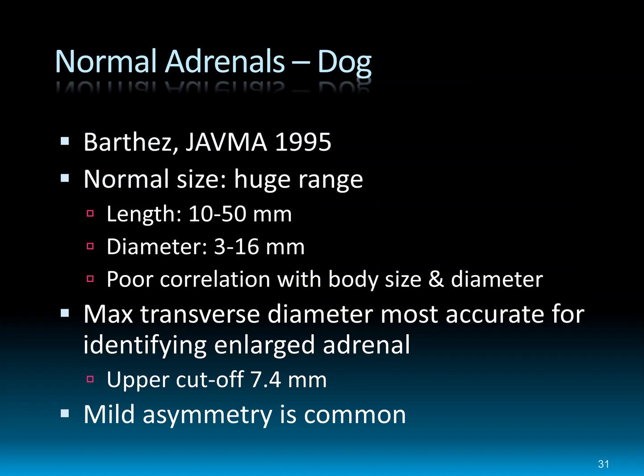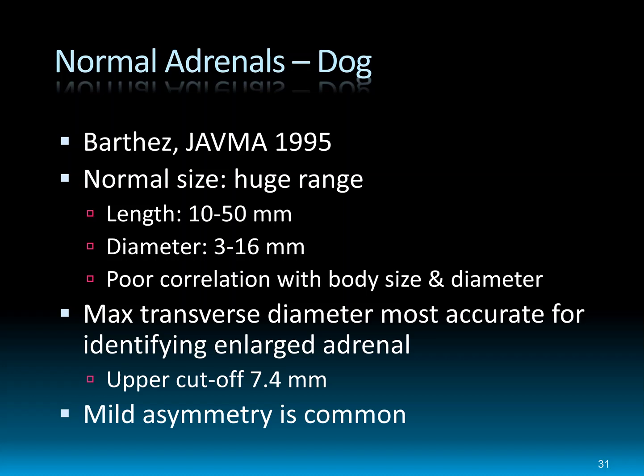As far as size goes, there's a bit of a range in what one can expect in a dog, and the initial study was from a good while ago now, 1995, looking at ultrasound appearance of normal dog adrenal glands. One thing they found that has held true over time is that measuring length is not very useful because there's an incredibly diverse range of lengths that you can see in dogs, and it's not very helpful for identifying what's normal and what's abnormal.